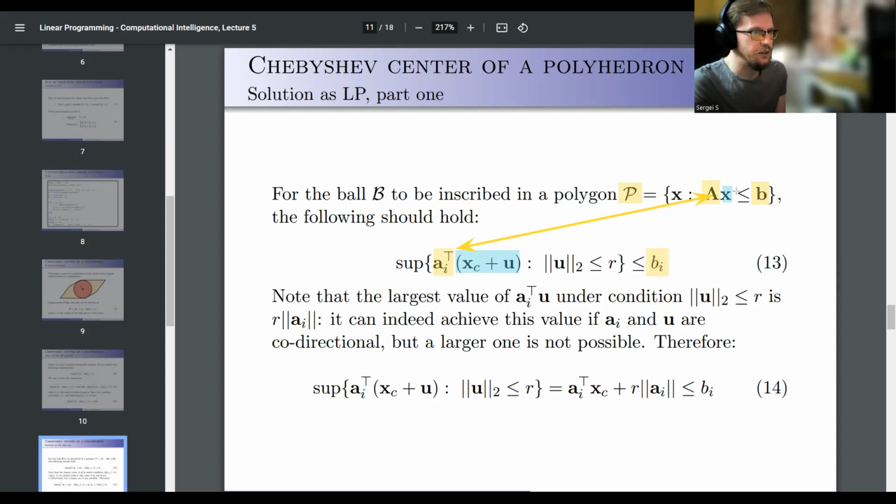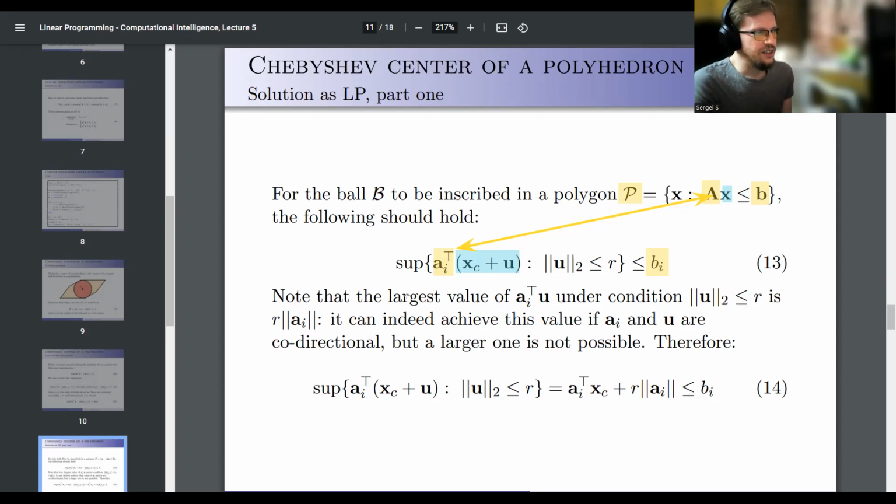Times x. Here it is just abstract x. Here we say concretely what this x is. x is x center, so the center of the ball, plus u. u is the vector inside the ball. Should be less than or equal to b_i, where u lies inside this ball of radius r. Okay, so now we see that is a condition for the ball to be inside the polytope.